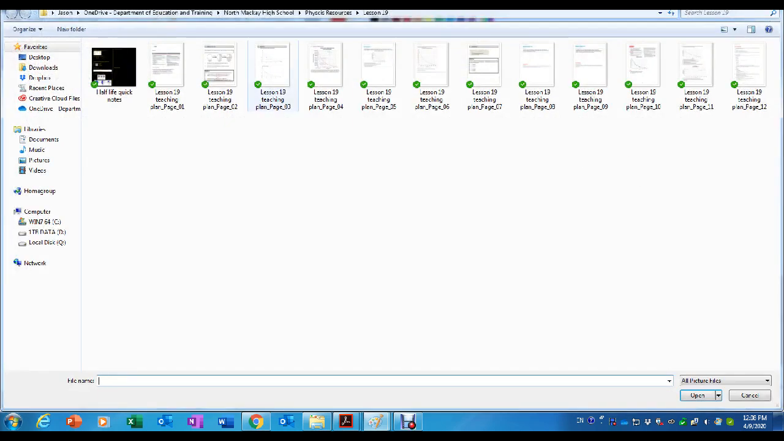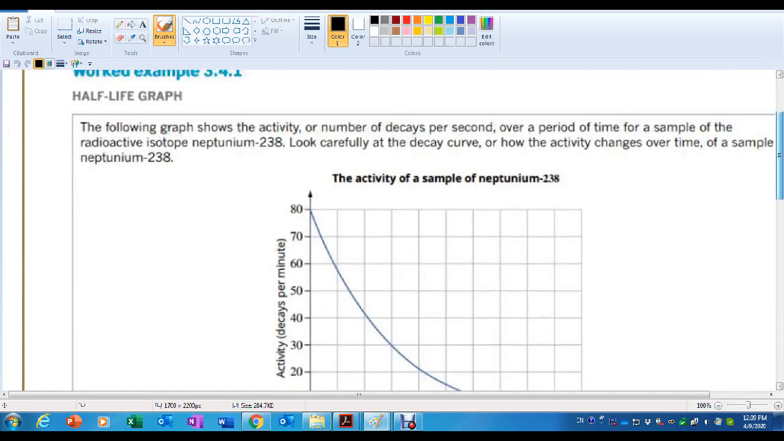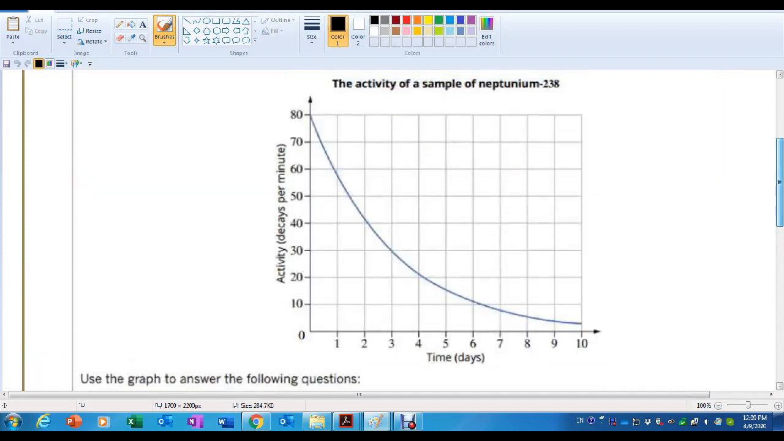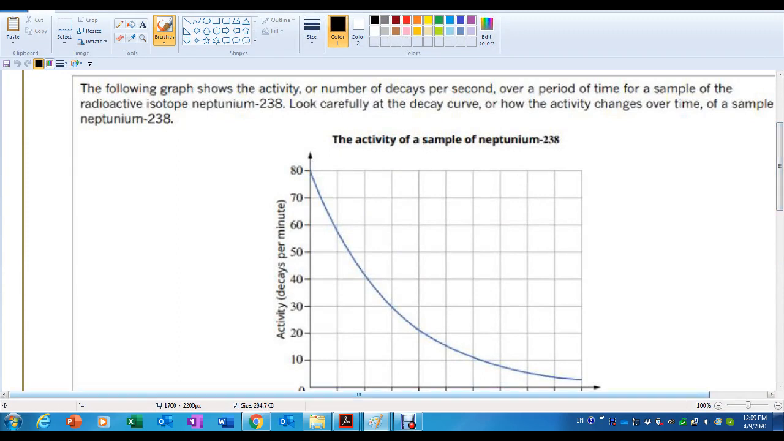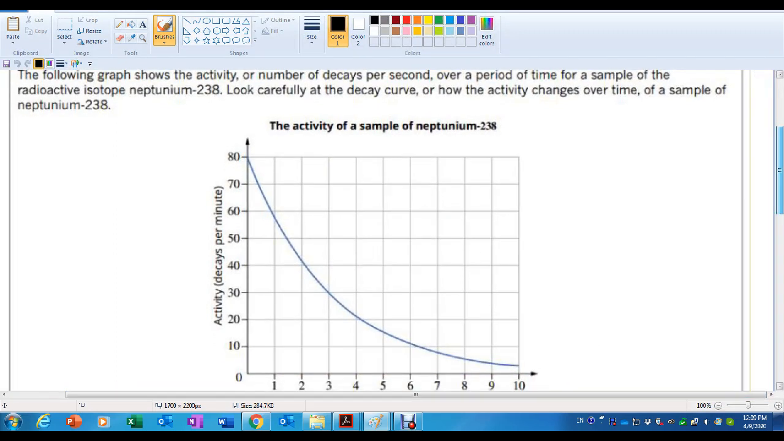All right, so let's have a look at another example. This one is about the radioactive decay curve. This is on page 5. Okay, so spend 1 minute to read the question now.